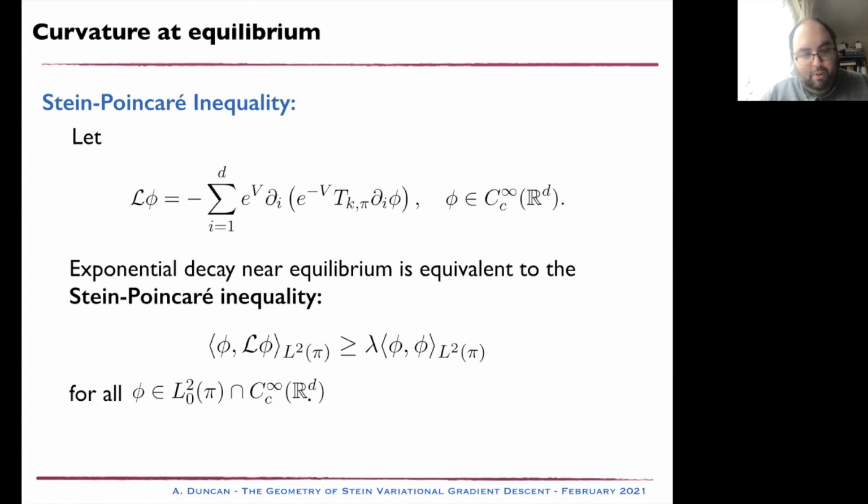And in fact, this inequality here can be written in this way, where this is our operator L, and this is now a linear operator, which if I didn't have this term here, it would just be the operator that you get for Langevin dynamics. It's just the infinitesimal generator, but instead we have this smoothing operator here. And the condition we want to get exponential speed of convergence at equilibrium is that this inequality holds. And that is what we call the Stein-Poincaré inequality, because it's a direct variant or analog of the normal Poincaré inequality if T was the identity.